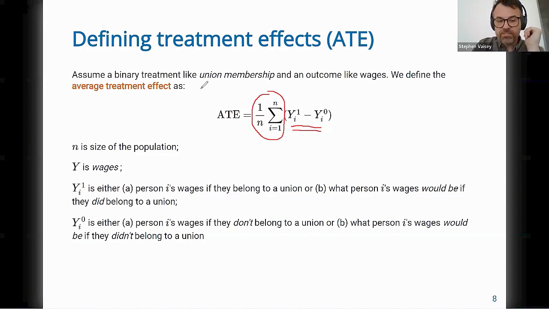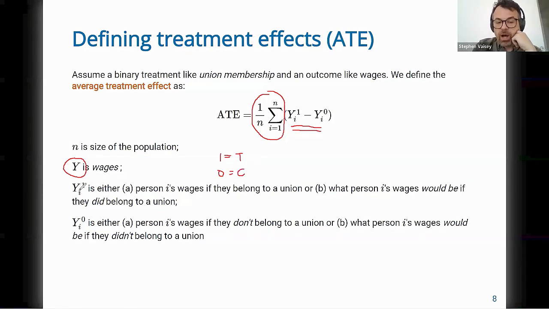So this variable right here, Y, is just wages. It's just a variable. You're used to this. Y is wages. How much do you earn per month, let's say? That's easy. Okay. Now this little thing right here, Y superscript 1, means one of two things. It basically means if you belong to a union, how much money do you earn? Because the 1 here indexes treatment status. 1 means treatment, and 0 means control, if you want to think of it that way, or untreated.